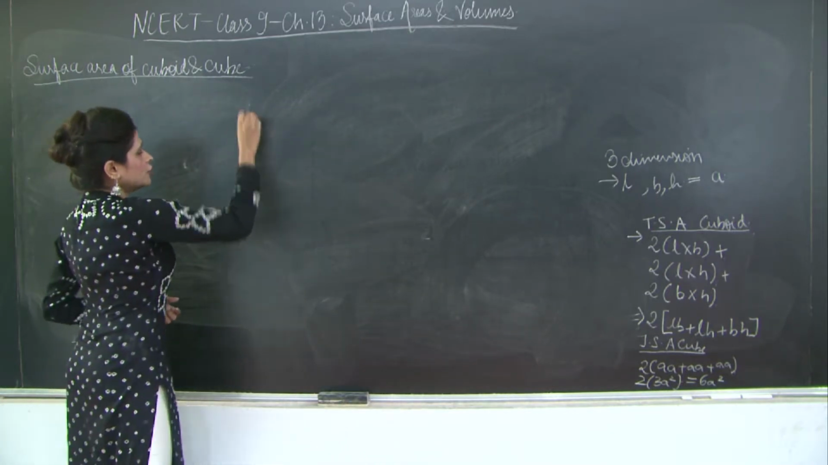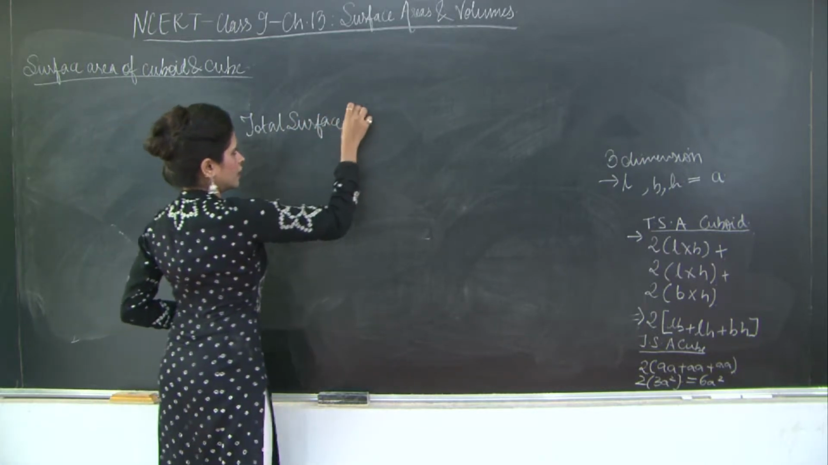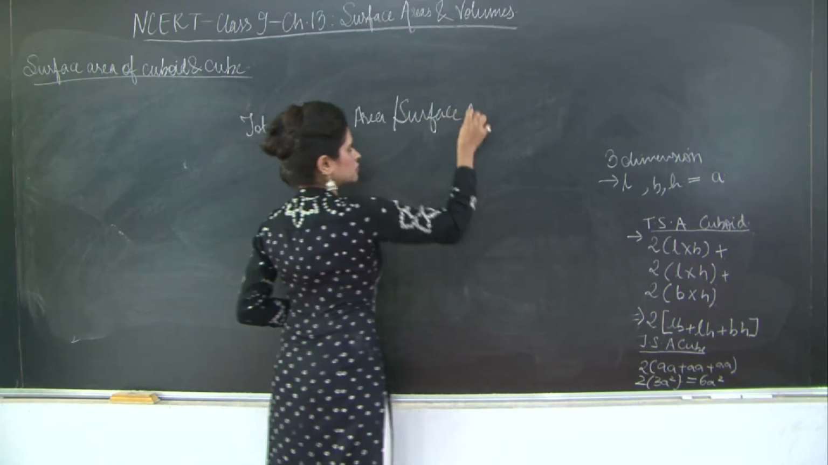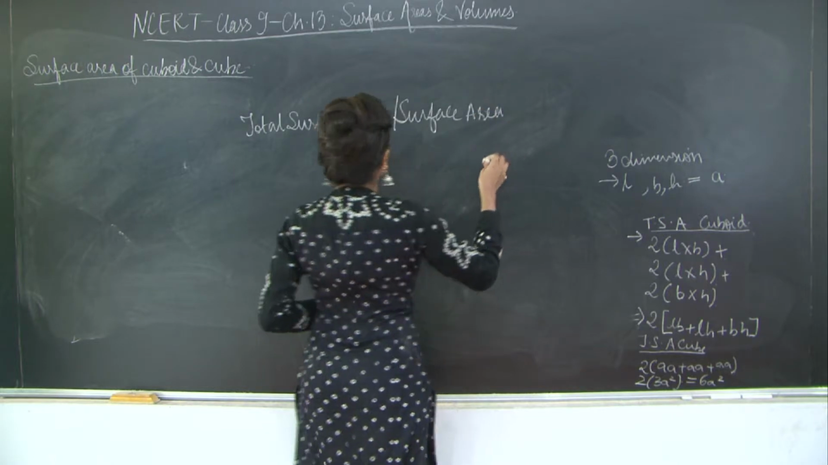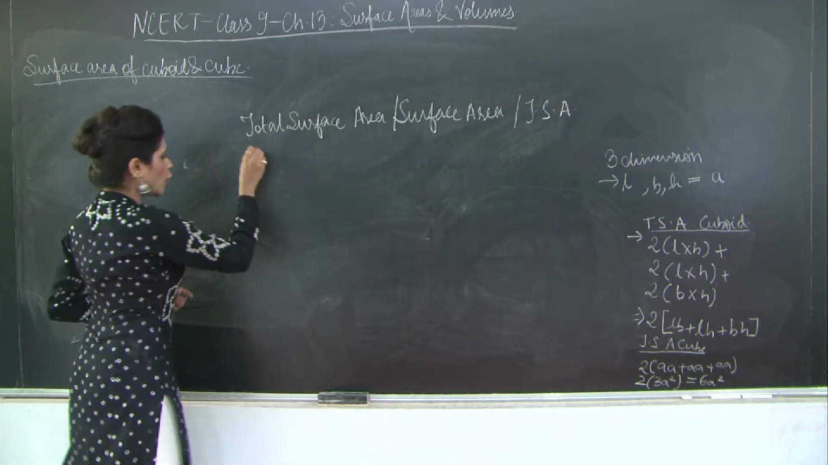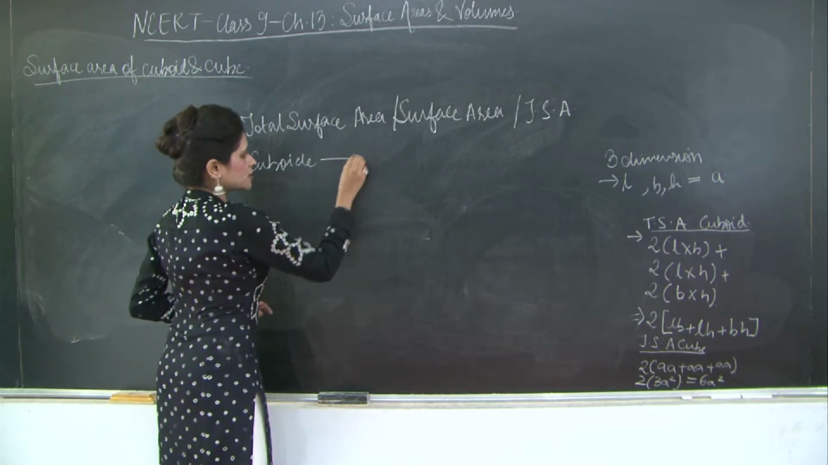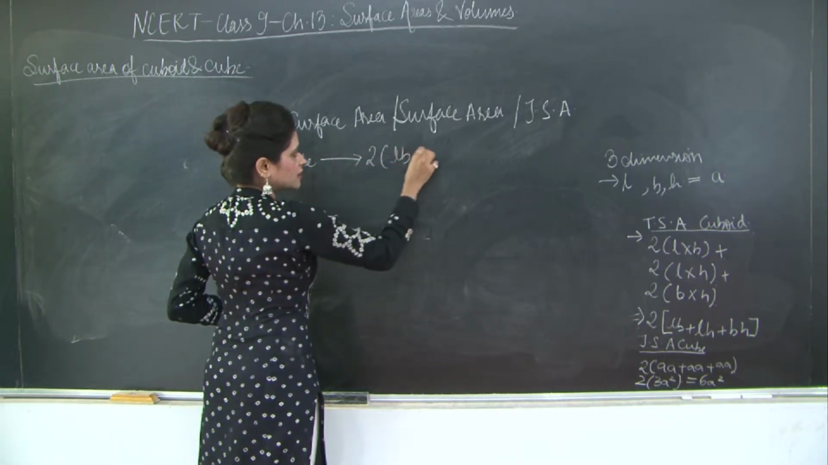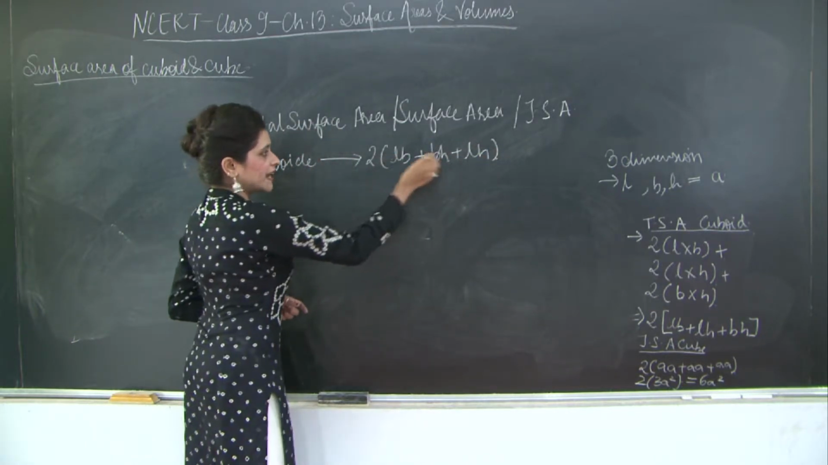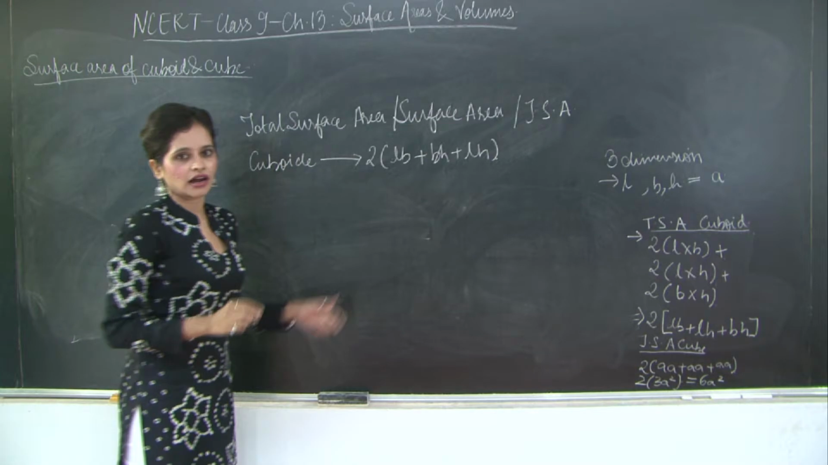So I have total surface area, also known as surface area, or also known as TSA. So for a cuboid, which is nothing but a rectangular cube, this is going to be 2 times length into breadth plus breadth into height plus length into height. So here L appears with B and H, then B appears with L and H, and H appears with L and B both. So this is how you can remember.